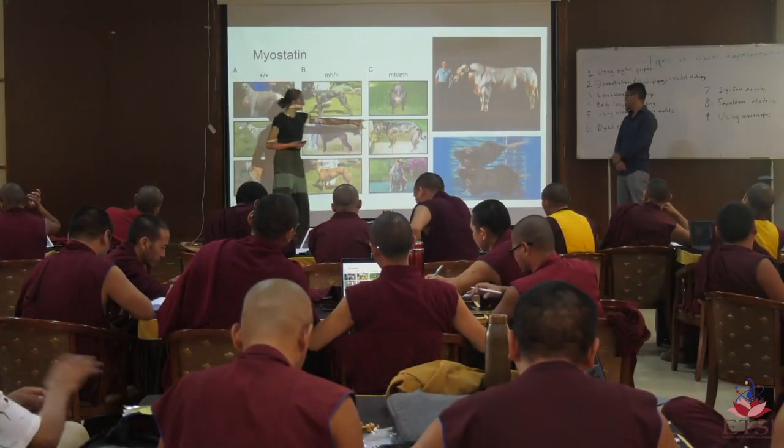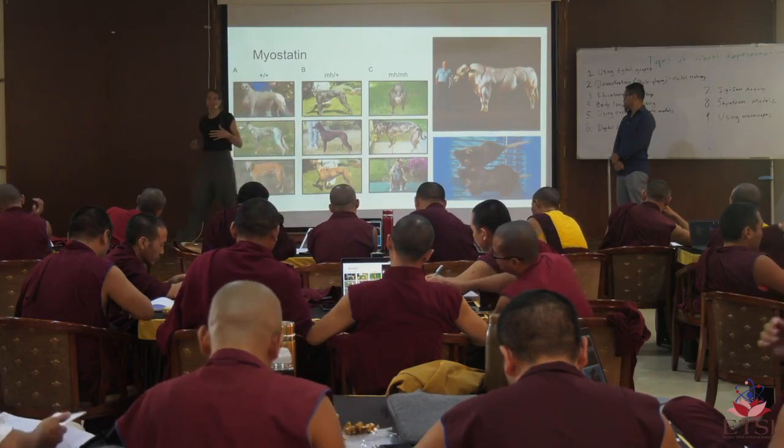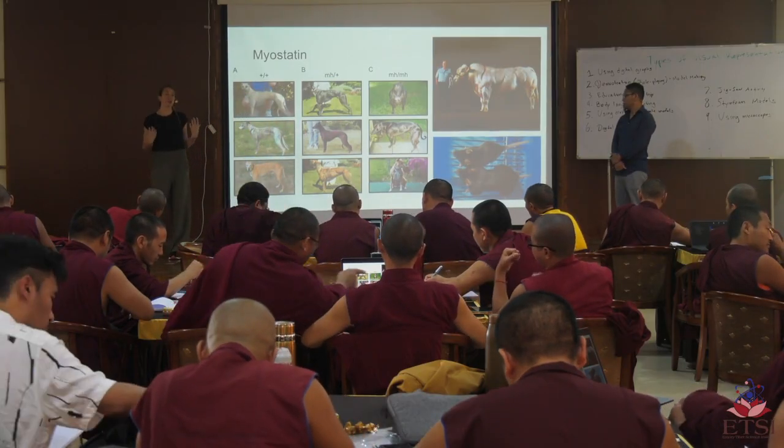And as I mentioned, a lot of these things involved in development, scientists study them in model organisms. So that's what this is showing here. You can see, I think pretty clearly, the difference between these two mice. You can tell which one has more muscles.